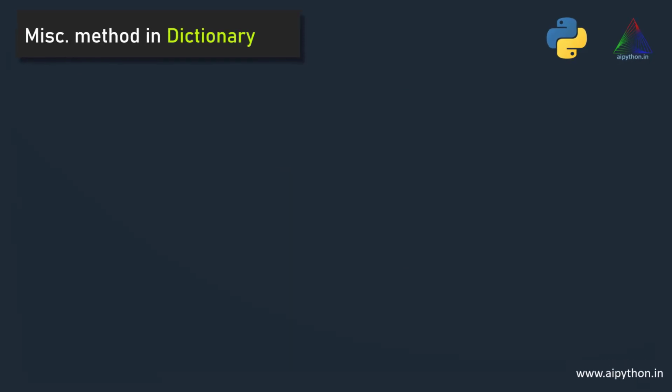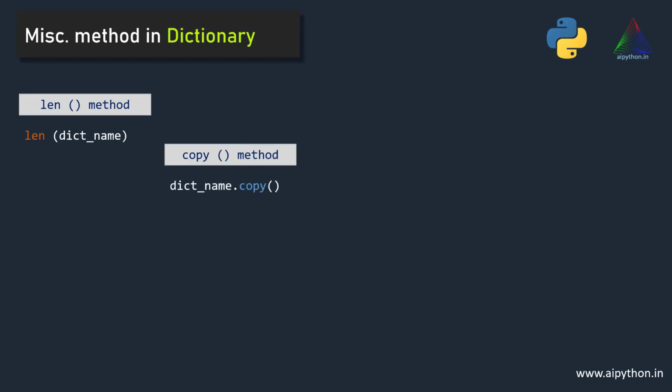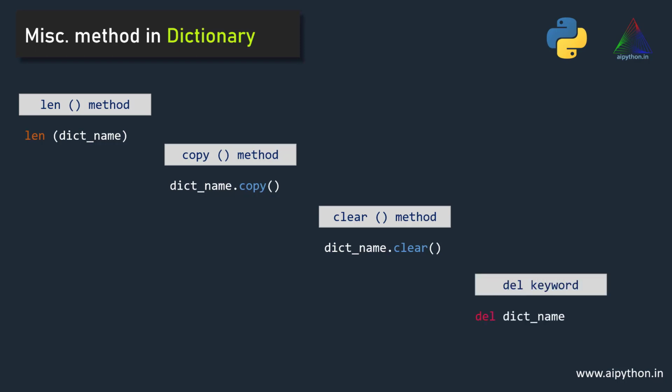So there are some miscellaneous methods that I would like to cover. First one is len, which basically gives you the length of a dictionary. Then the copy method: if you have created a dictionary somewhere and you want to copy it so that you can modify it, you can create another copy of the dictionary using the copy method. The clear method will clear all the elements. It will not delete the dictionary, but it will clear all the elements, so the dictionary will be empty with no key value pairs. And the last one is del. This keyword will basically delete the dictionary.